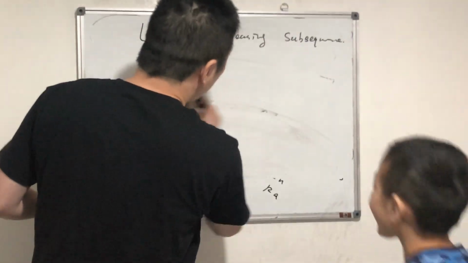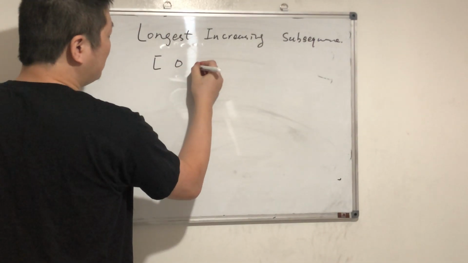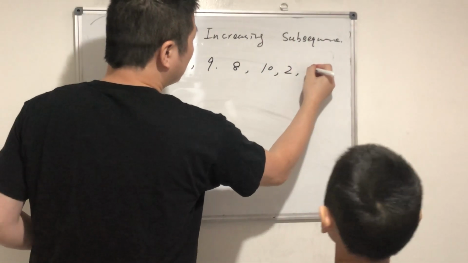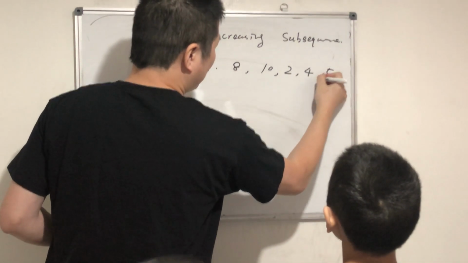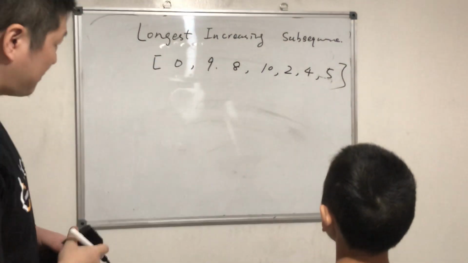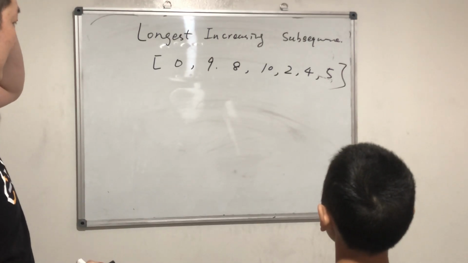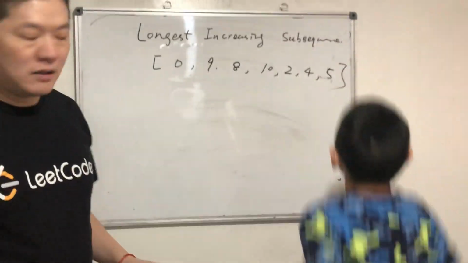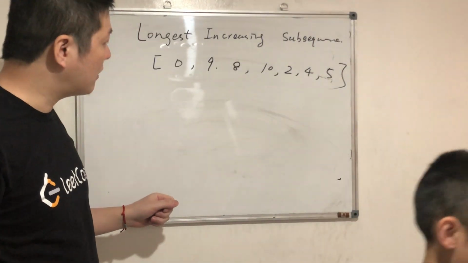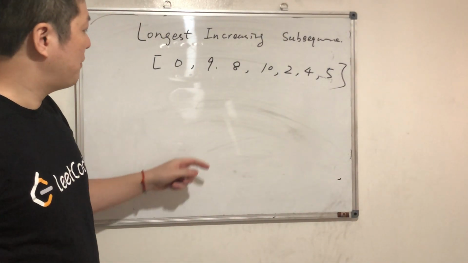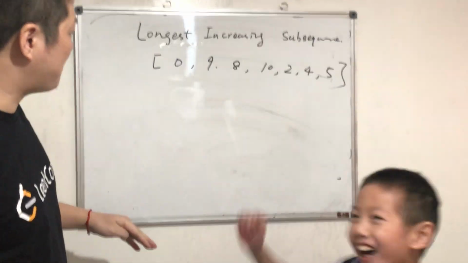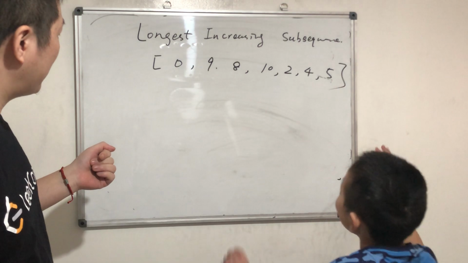Okay. So now, given an array of integers, let's say 0, 9, 8, 10, 2, 4, 5, what's the longest increasing subsequence? 0, 2, 4, 5. There are 4 elements. Can you find a longer one? No? Probably not.